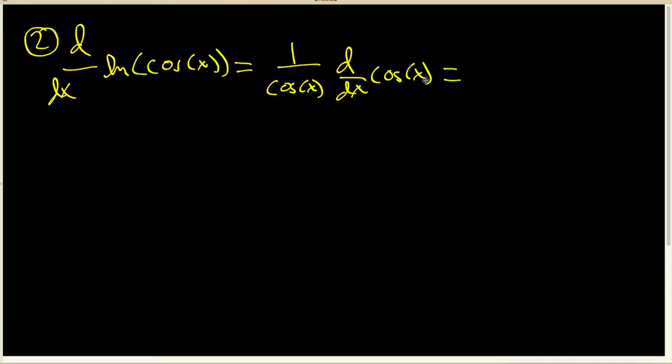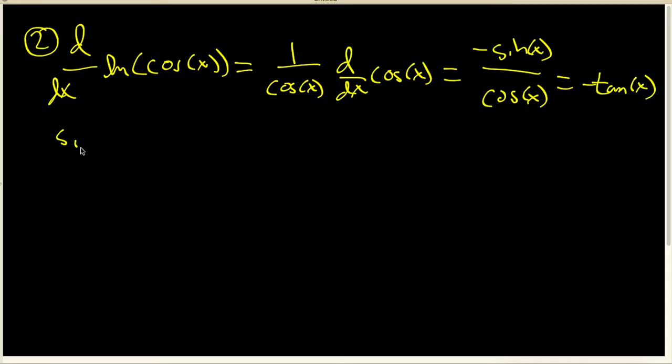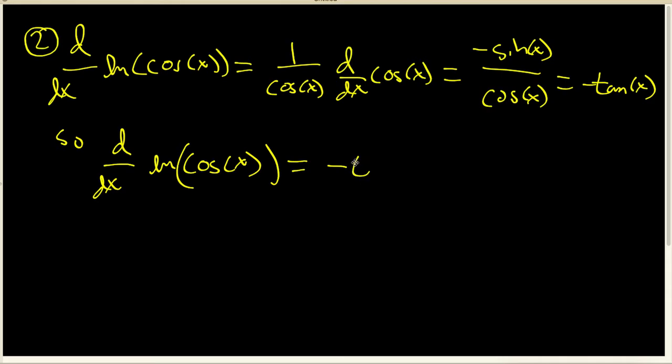But the derivative of cosine is minus the sine of x. So we get minus the sine of x divided by the cosine of x, and when we use some trig, this becomes minus the tangent of x. So our derivative problem's answer is that the derivative of ln of cosine of x is minus the tangent of x.